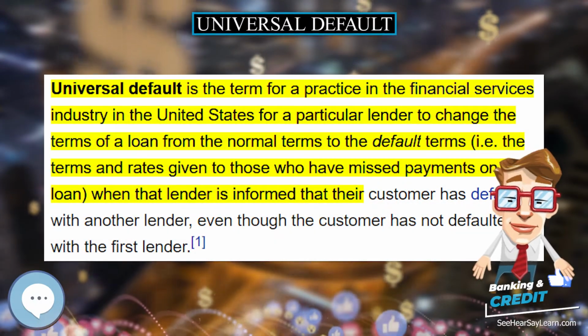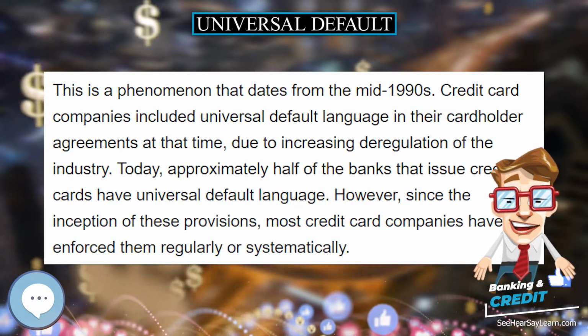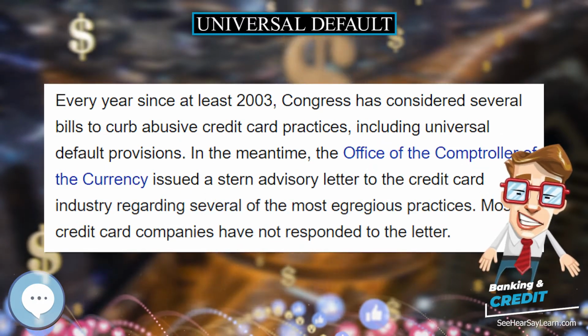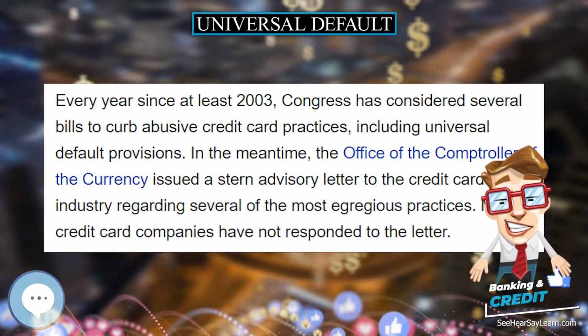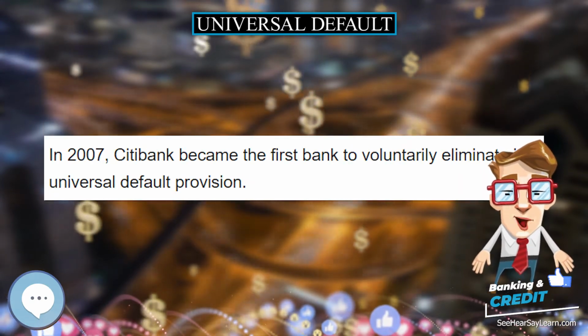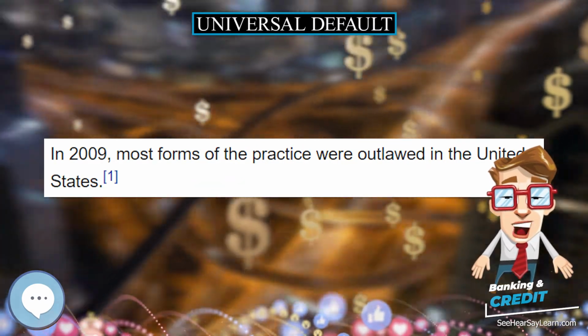Universal default. Universal default is the term for a practice in the financial services industry in the United States for a particular lender to change the terms of a loan from the normal terms to the default terms, i.e. the terms and rates given to those who have missed payments on a loan, when that lender is informed that their customer has defaulted with another lender, even though the customer has not defaulted with the first lender.